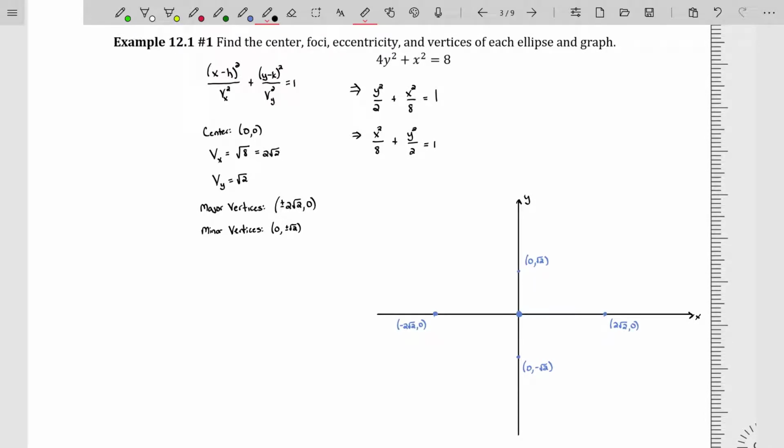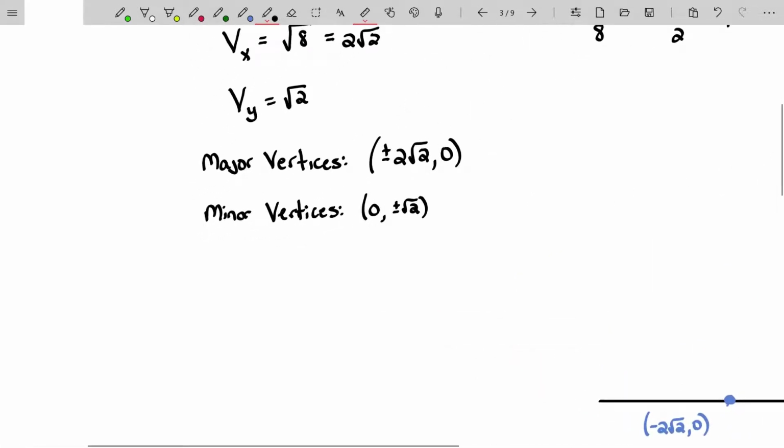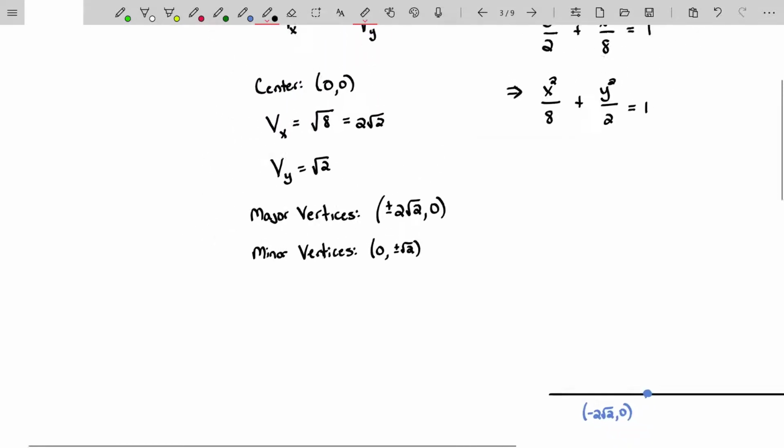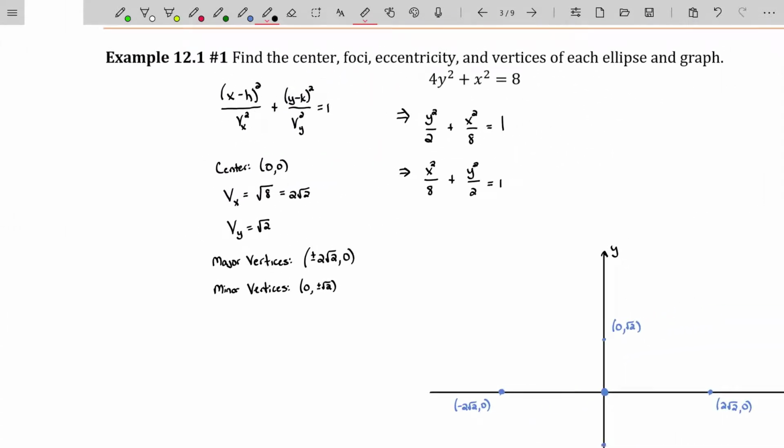It also says find the foci. So remember, the formula for the foci for an ellipse is going to be c squared equals the absolute value of a squared minus b squared. The easiest way to remember that is if this is a plus, it's going to be c squared is equal to the absolute value of a squared minus b squared. If that was a minus there, then it would be c squared is equal to a squared plus b squared.